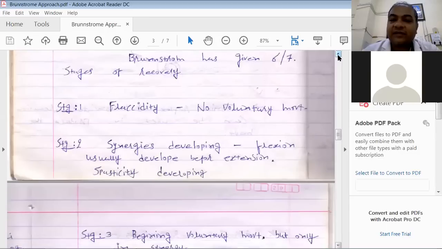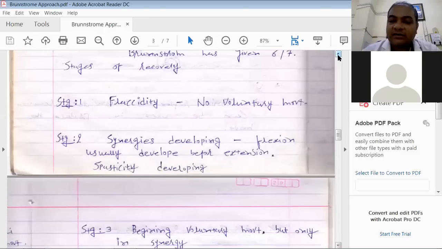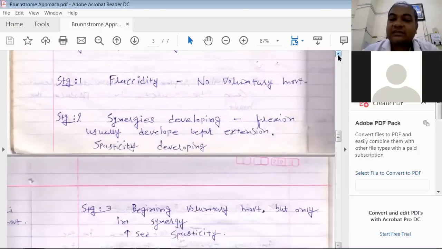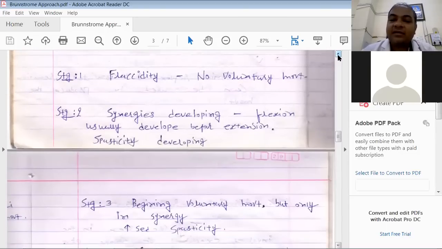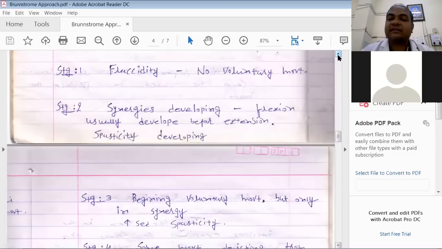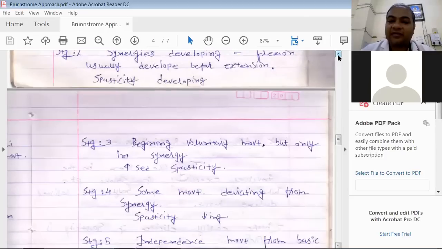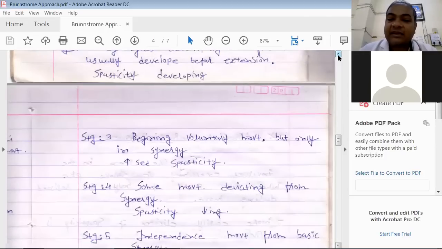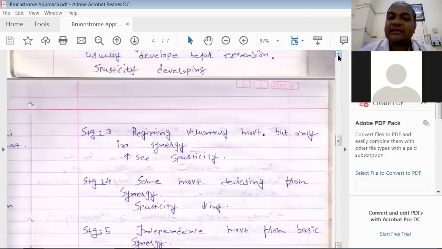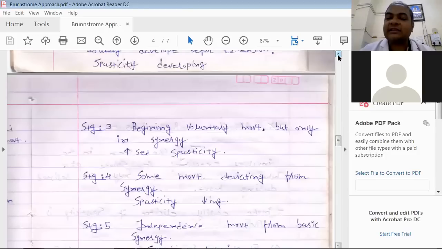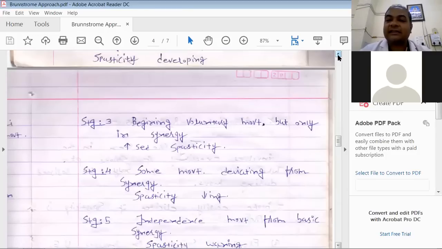Stage 1 is flaccidity, no voluntary movement. Stage 2, synergy starts just developing. Flexor usually develops before the extensors, and spasticity is developing. Like the second stage, where the synergy initiates to develop. Flexor will develop first. Stage 3, beginning voluntary movement but only in synergy. Spasticity increases. So voluntary movement will increase, but it will increase in synergy pattern.